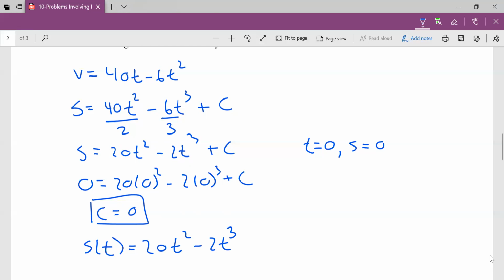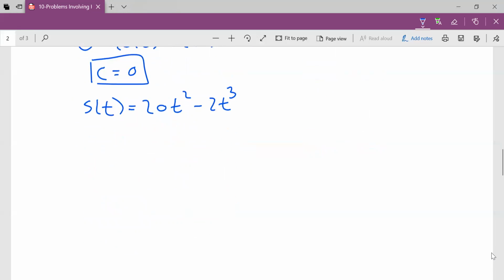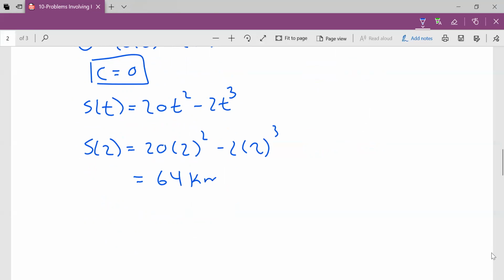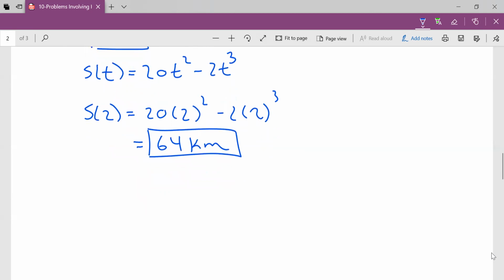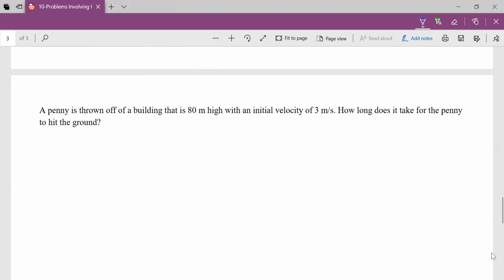Okay, so the question is, how far did the train move in 2 hours? Well, what we want to know then is s at 2. So we sub in when time is 2. And solving for this, we're going to end up with 64 kilometers. And there it is, friends. There's how far we've moved in 2 hours. All right, so that's a simple one where they've given us the velocity function. Not too exciting. What's more important is when we get a question like this.